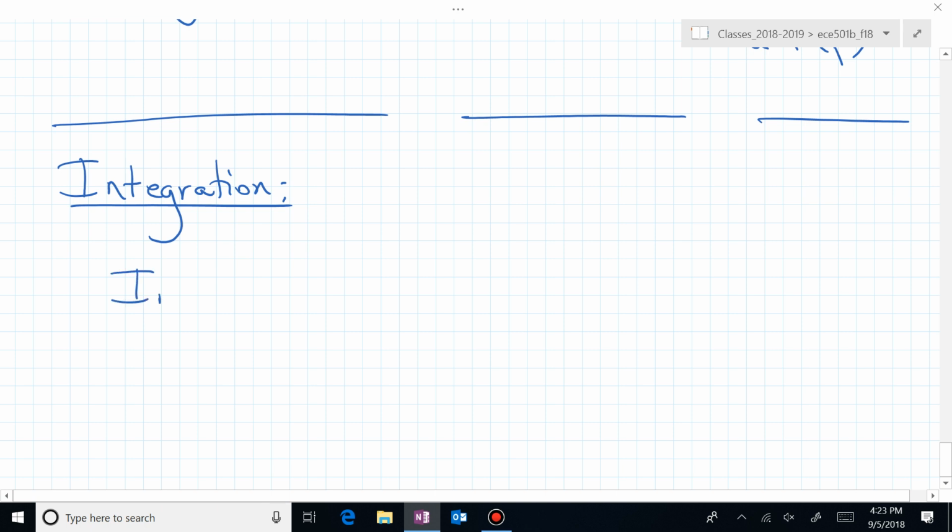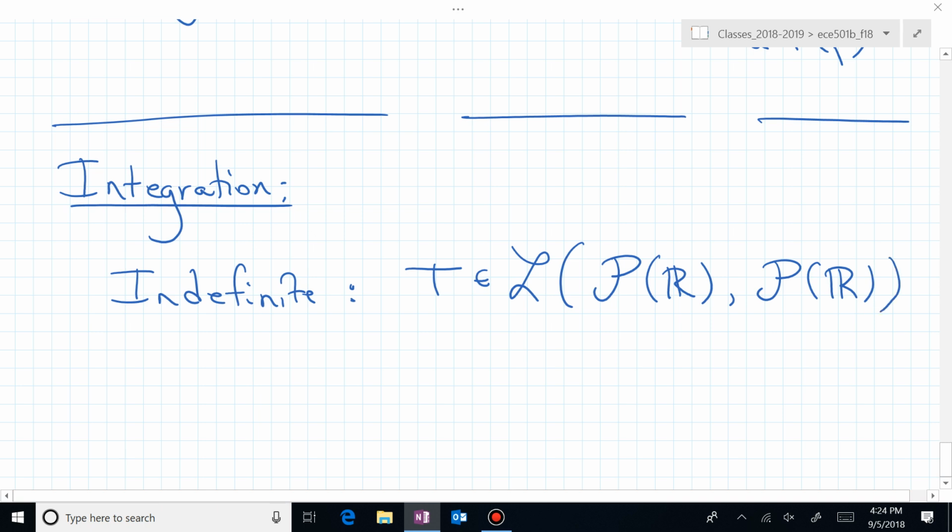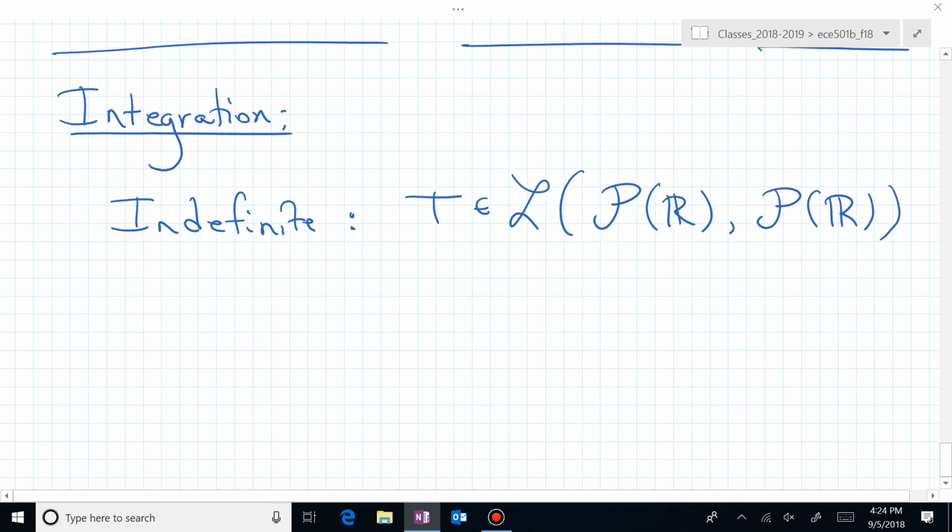So if we looked at the indefinite integration, what would be in our input vector space? Let me tell you what I'm putting there. And now what's the output vector space for the indefinite integration? That's also a polynomial over the field of reals, isn't it? So this is now P of R. That would be our linear map.